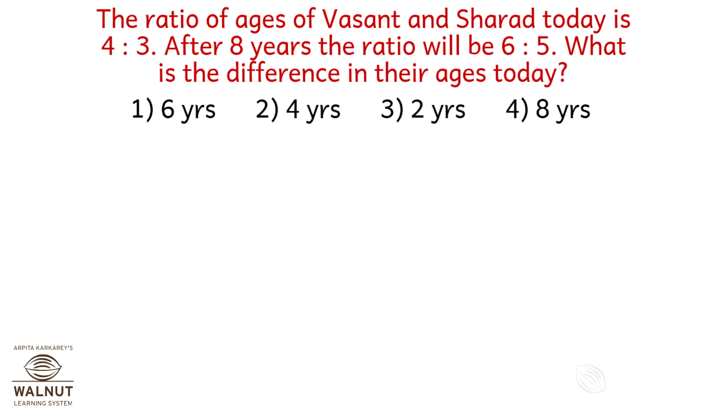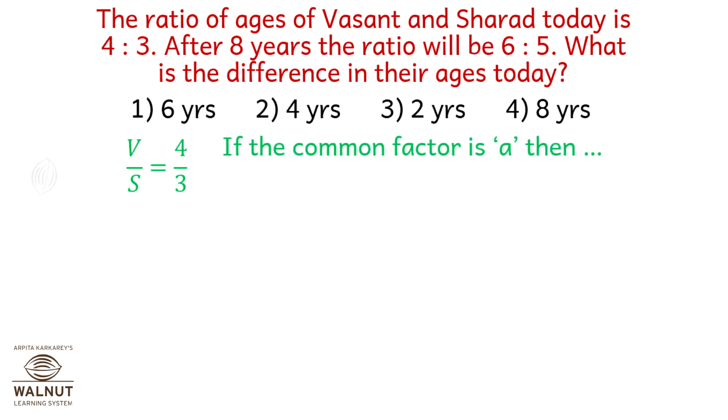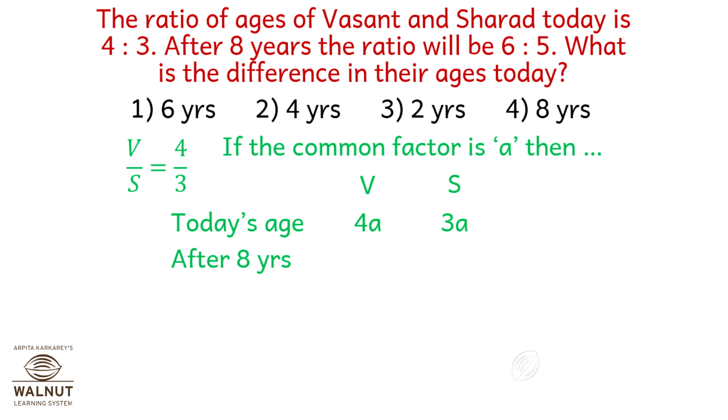The ratio of ages of Vasant and Sharad today is 4:3. After 8 years, the ratio will be 6:5. What is the difference in their ages today? V is to S is 4 upon 3. So V upon S is equal to 4 upon 3. If the common factor is A, then we have Vasant's age as 4A and Sharad's age as 3A. After 8 years, it will become 4A plus 8 and 3A plus 8.